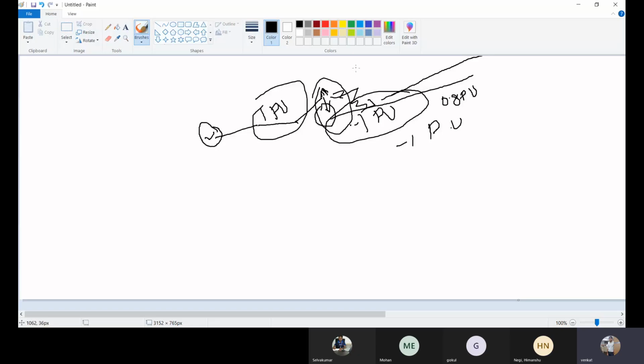This action will happen within nanoseconds. The voltage can go up to a maximum of 3 per unit. This is the basic thing which we are going to do for the simulation purpose. I hope you can understand this point.